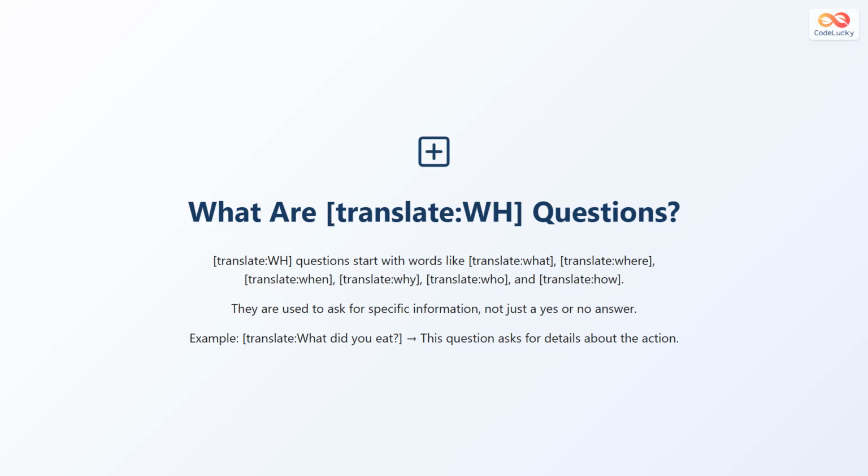WH questions are used to ask for specific information. They start with words such as what, where, when, why, who, and how. For example, the question, "What did you eat?" is asking for details about the action or event. Such questions cannot be answered with just yes or no. Instead, they require an explanation or a piece of information.